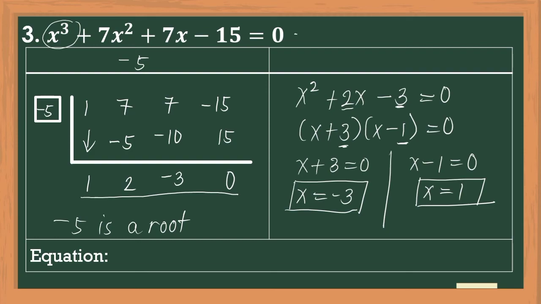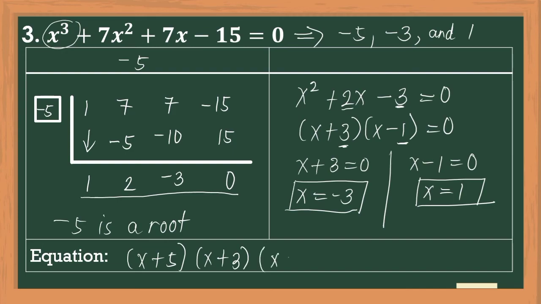Ibig sabihin, yung mga roots ng given equation natin are negative 5, negative 3, and 1. Okay, so paano natin isusulat yung equation natin in factored form? So magiging x plus 5, kasi negative 5, so magiging plus, positive. And then negative 3 magiging x plus 3. And then yung 1 magiging x minus 1 equals 0. So again, yung mga sagot natin, negative 5, negative 3, and 1. Ayan.